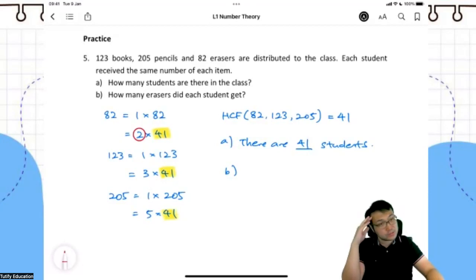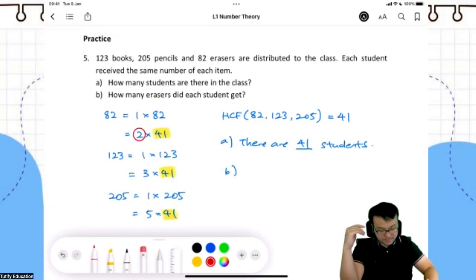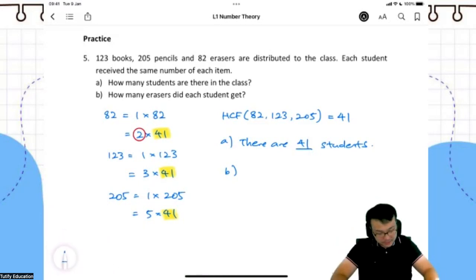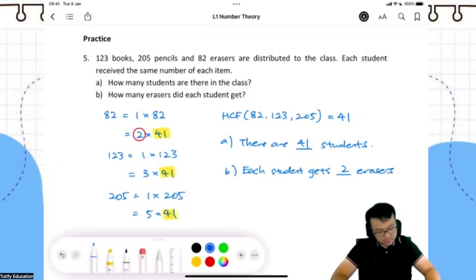Then if I ask you how many books will each child get, what's your answer going to be? 3. Yeah, the answer is just here. And how many pencils? 5. Yes, easy, right? Very good, Claudia. Well done. Okay, students, anyone have any questions? I'm going to write down the answer, okay? Sorry. Each student gets 2 erasers. There you go.